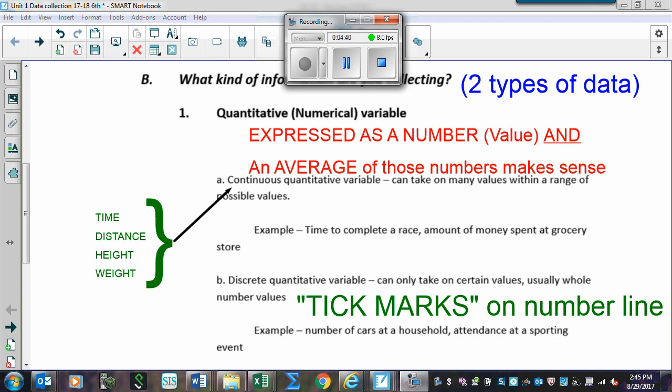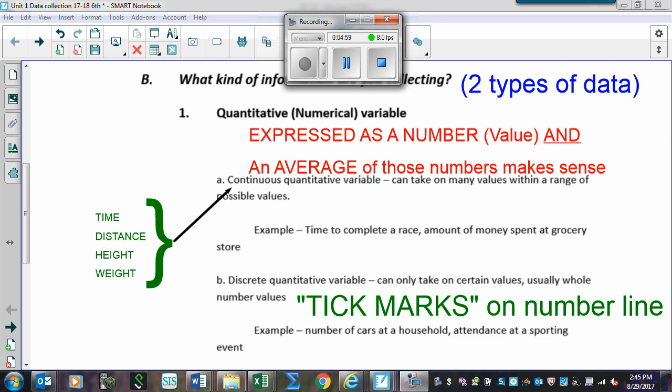So the first question is, would the answer to the question, how tall are you, would that be answered with a number? Yes? No? Yes. We would say 5'10", or more likely, if we're doing analysis, 70 inches. Okay?